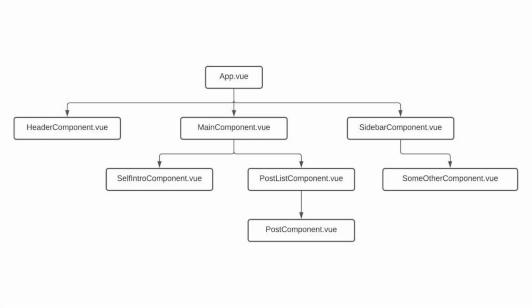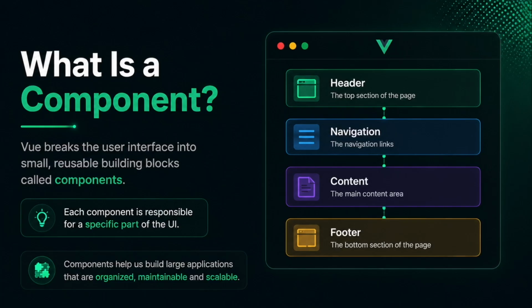Components allow us to split our application into smaller, reusable pieces, making our code easier to organize and maintain. Imagine building an entire website inside a single file. As the application grows, the code quickly becomes difficult to read and maintain. Instead, Vue allows us to break the user interface into smaller building blocks called components.